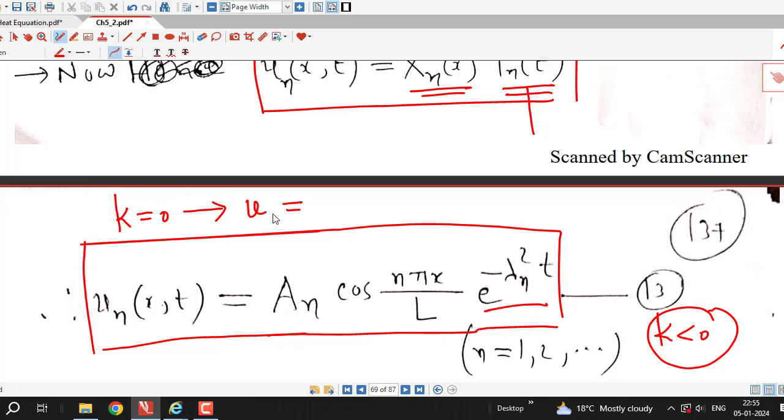So we denote that solution by u suffix 0. This starts from n equal to 1, 2 and so on. So we have seen that in the first case, that is k equal to 0, the solution was u0 equal to constant, and these are the solutions for n equal to 1, 2, 3 and so on corresponding to this value of k. K is negative.